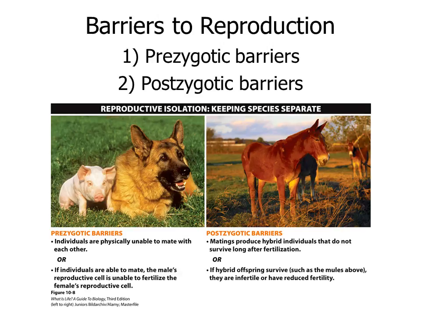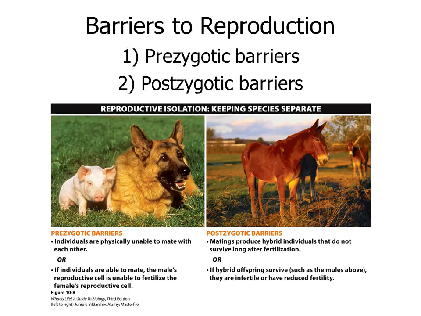Listed here, prezygotic barriers are individuals physically unable to mate with each other. It just logistically won't work out. Or if individuals are able to mate, the male's reproductive cell is unable to fertilize the female's reproductive cell. Postzygotic would be mating produces hybrid individuals that do not survive long after fertilization. So they may never fully develop and become born. Or if a hybrid offspring does survive, such as the mule above, they're infertile or have reduced fertility.